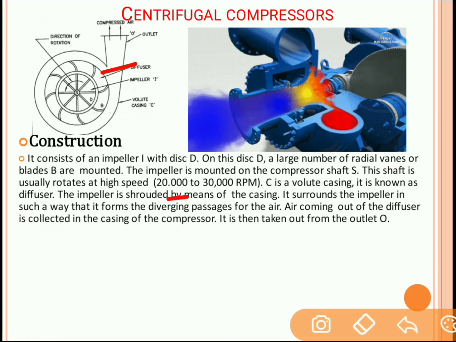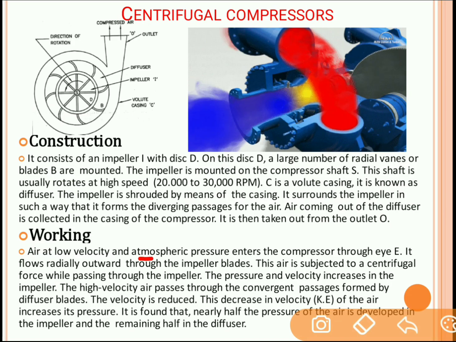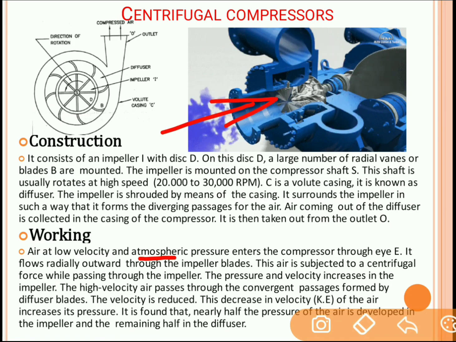The casing is surrounding the impeller in such a way that it forms a diverging passage for the air. Now air coming out from the diffuser is collected into the casing of the compressor. It is then taken out from the outlet O. Working. Air at low velocity and at atmospheric pressure enters into the compressor through this eye. So this is the eye through which the air at low atmospheric pressure and low velocity enters into the compressor.